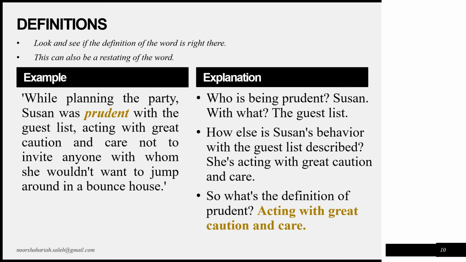So what else is the behavior that Susan is actually projecting in the sentence? It is described that she's acting with great caution and care. So caution and care is actually the meaning of the word prudent. It is provided in this context.